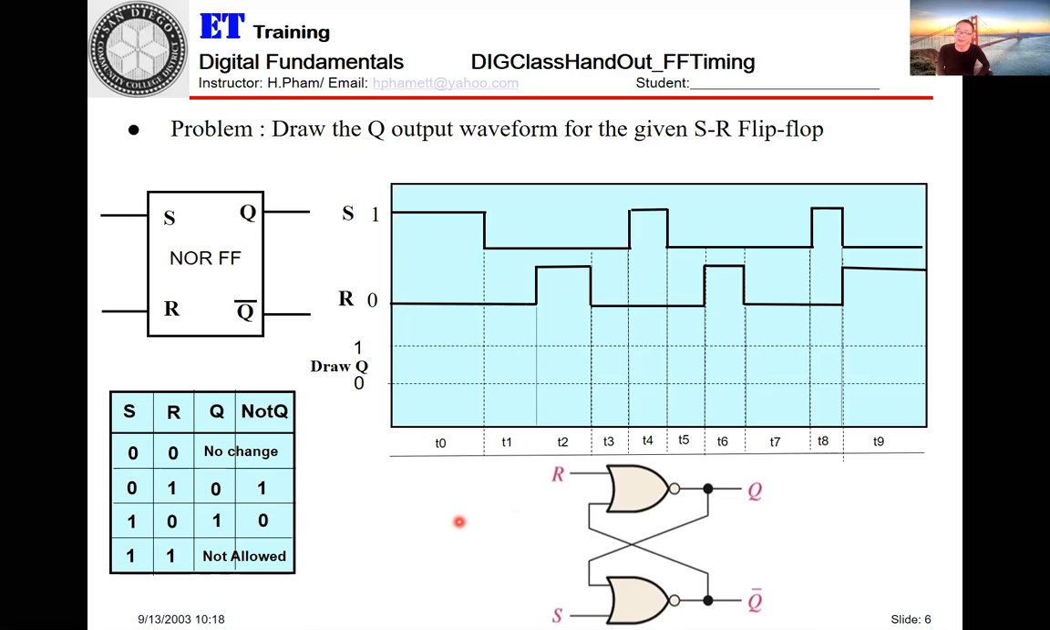If S equal 1, R equal to 0, what does Q equal? 1. Okay? Just following the truth table. Okay. 0, 0. Not change. Whoever is done, let me know. 0, 1. 0, 1, 0. No change.